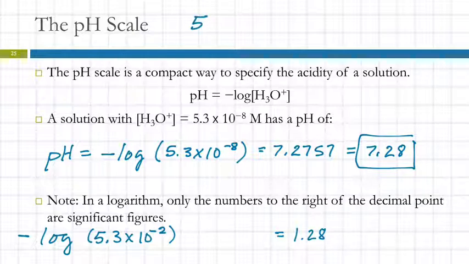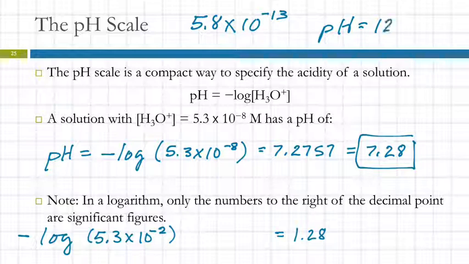So if we had 5.8 times 10 to the minus 13, then the pH would be 12.28. So this 0.28 comes from the significant figures. That's supposed to be a 3. These are the sig figs, and so those show up after the decimal point. And the 12 is from this 13. So that's why the significant figures are the way they are.